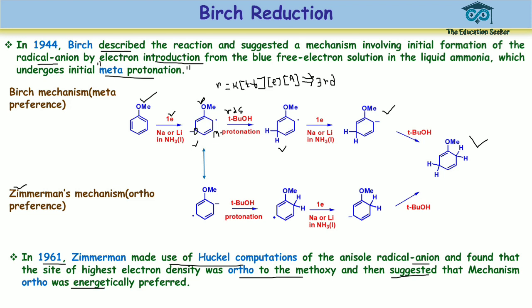Now coming to this radical anion, which is basically a canonical form of the earlier radical anion, right? So here the negative charge is on the ortho carbon. So it will undergo ortho protonation to form this radical, and this radical accepts another electron to generate this anion, and this anion in the last step abstracts a proton to form this product. So basically the Birch mechanism tells about meta protonation and Zimmermann's mechanism tells about ortho protonation.